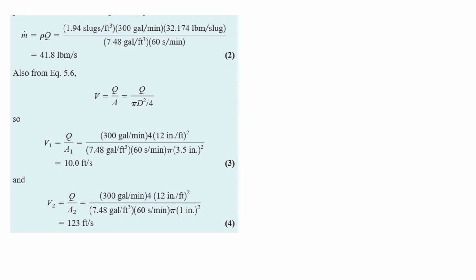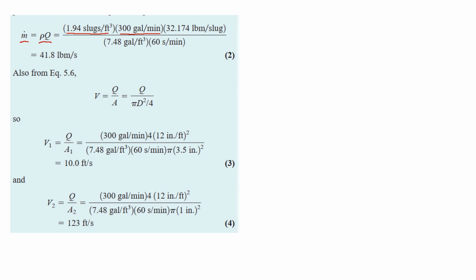So now let's find our unknowns and put them in our energy equation to find the horsepower that is required for this particular pump. First of all, we will find our mass flow rate. That mass flow rate is equal to density times volumetric flow rate. The density of water in this case is 1.94 slug per cubic feet, and the volumetric flow rate is 300 gallons per minute.